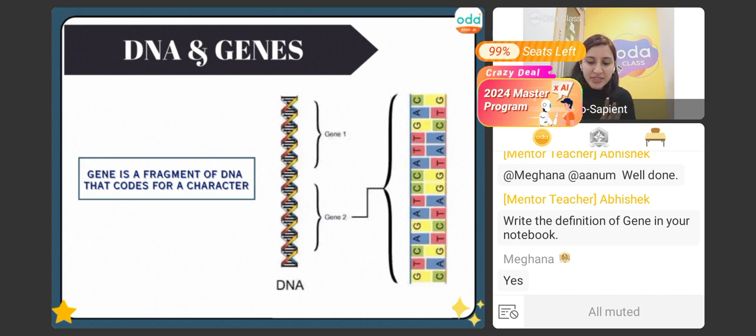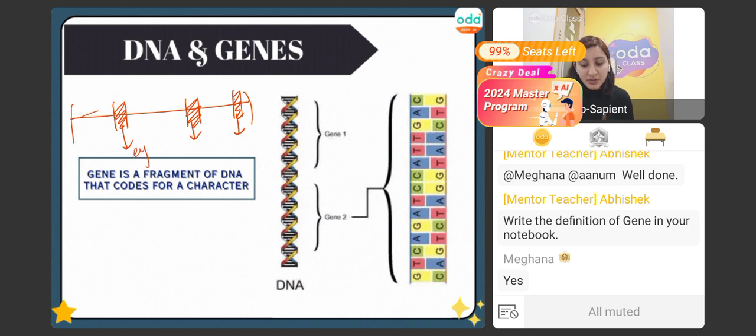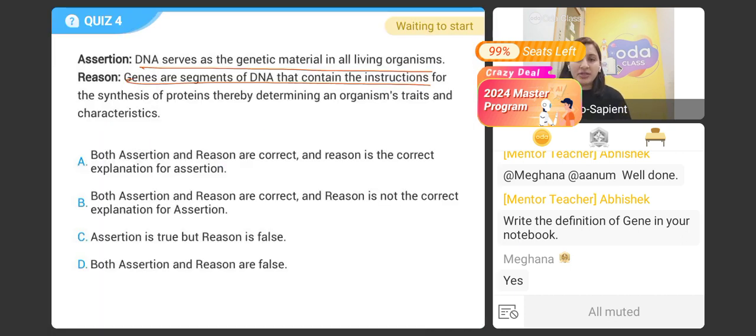Right? If this is a DNA, this is gene 1, this is gene 2, this is gene 3, they all code for a character. This is for eye color, this is for hair color, this is for skin color, etc. Okay? So gene can be little longer than this and they will code for a character. I hope this is clear. So now based on what you have learned, students, why don't you solve this assertion reason question? It's a very easy one.